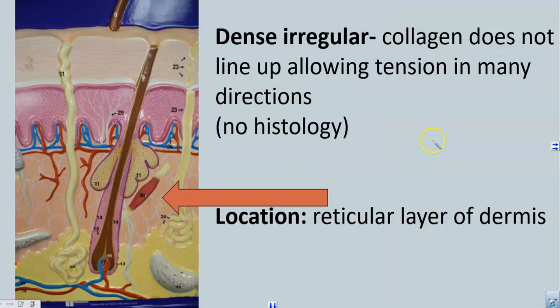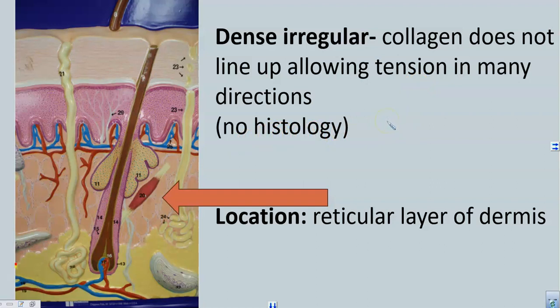Alright, so then we get the irregular. The collagens don't line up in this, they're kind of going all different directions, and that allows for the tension to go in many directions. And notice it says no histology, so we won't be looking at that under the microscope.